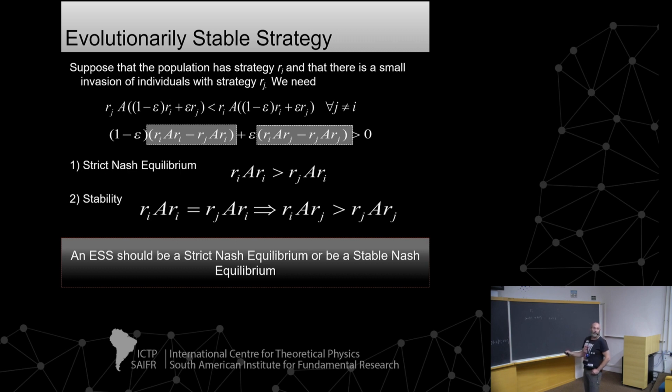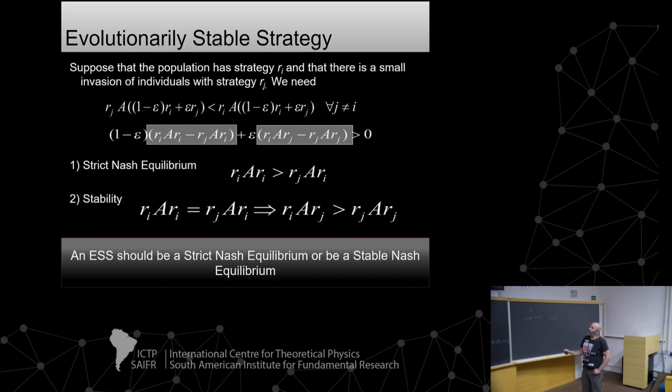It sounds familiar. This is the definition of strict Nash equilibrium. So if I want this strategy to be an evolutionarily stable strategy, I need this strategy to be a strict Nash equilibrium. But suppose that it is not a strict Nash equilibrium. Suppose that this is equal to 0. That means that it is a Nash equilibrium, but it's not a strict Nash equilibrium.